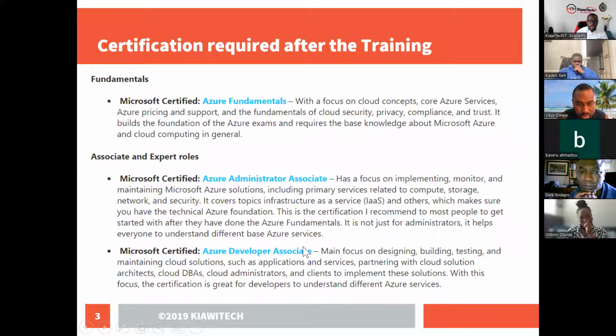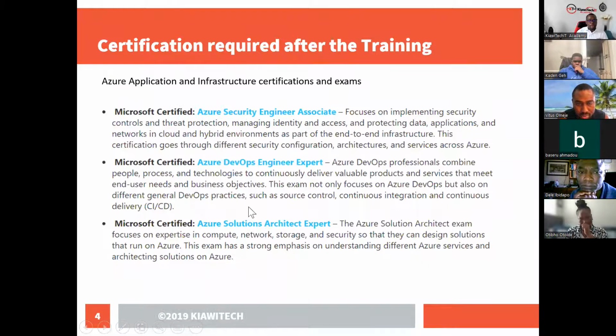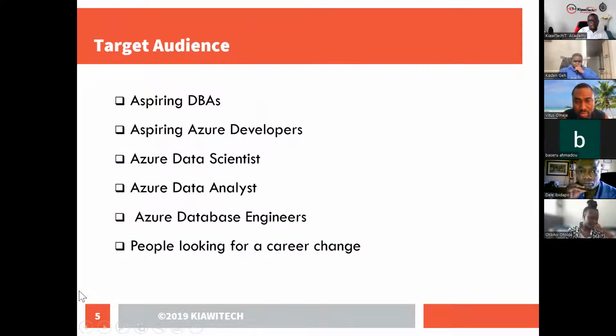And then of course, you have the next one that I'm talking about, which is Azure Solution Architect Expert, which really focuses on expertise in compute, networking, storage, security, and designing solutions. Right? You're becoming more of a solution architect. You design solutions for a company.